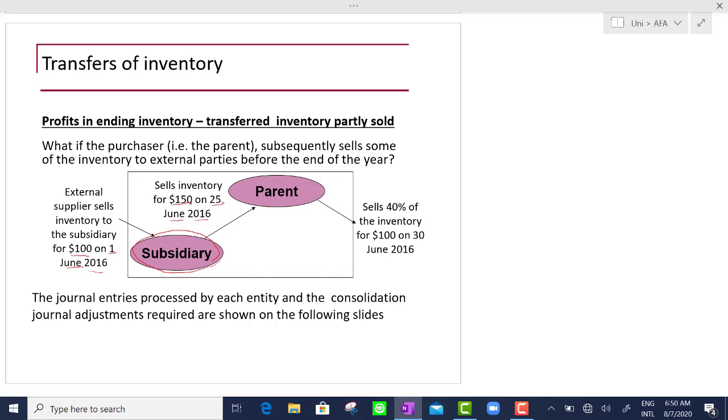Now, what happens if the parent company sells 40% of this inventory for 100 rupees on 30th June 2016? Okay, now you can see it is partly sold, 40% is sold, right? We will discuss this, and I think you can remember the answer of the previous example where the parent company has not sold any of the inventory received from the other company to external customers.